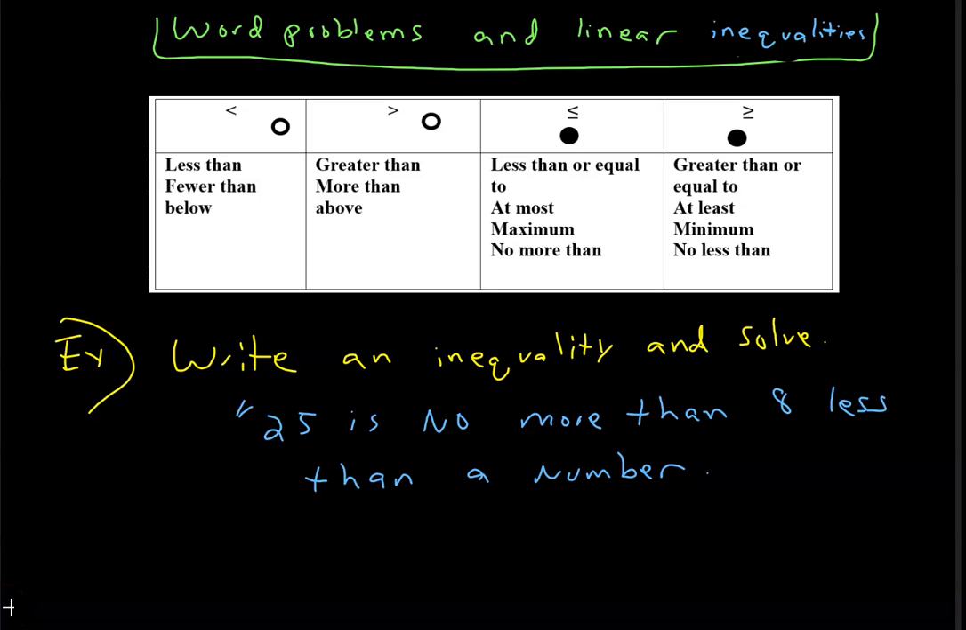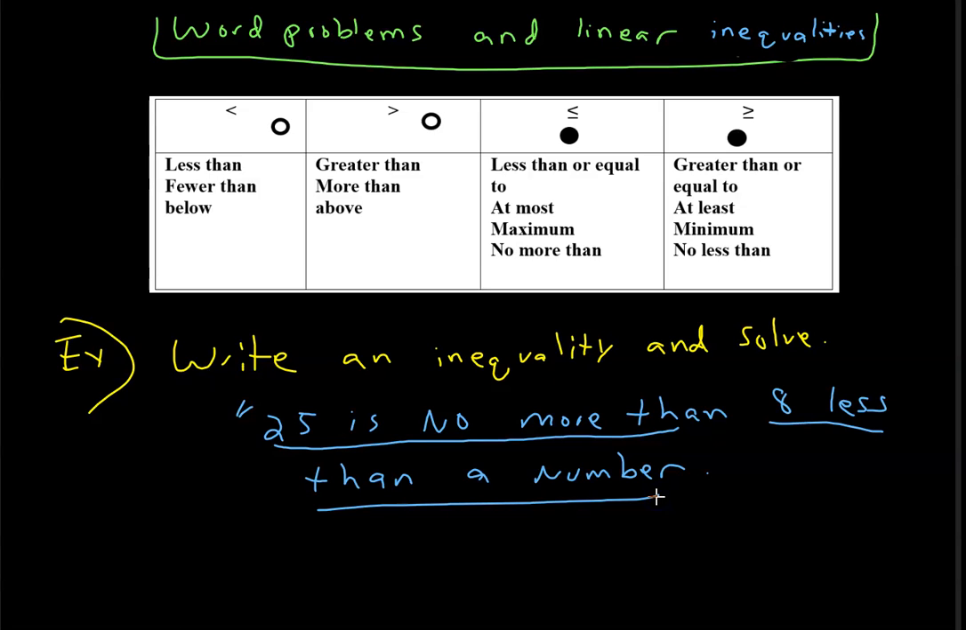All right, so this video is about word problems and linear inequalities. You have to write a linear inequality to solve a word problem. This is the first example. It says write an inequality and solve. And the expression says 25 is no more than 8 less than a number.